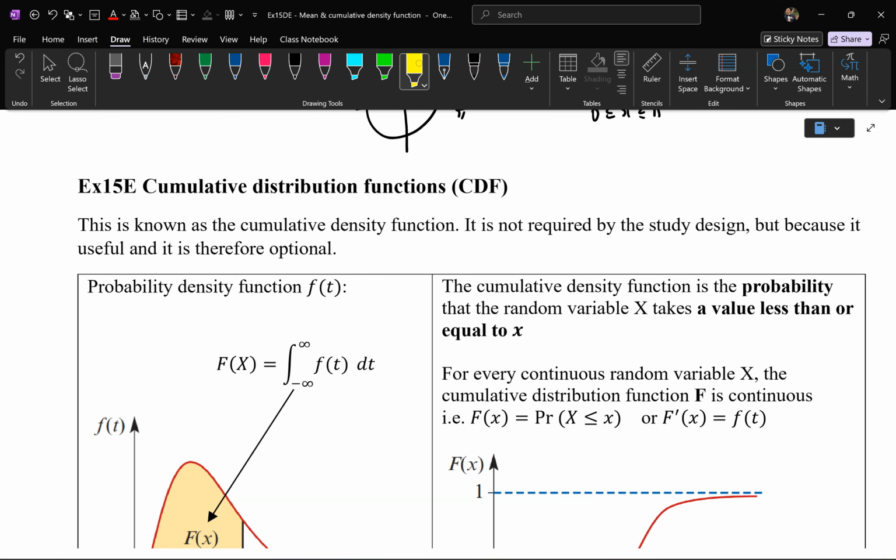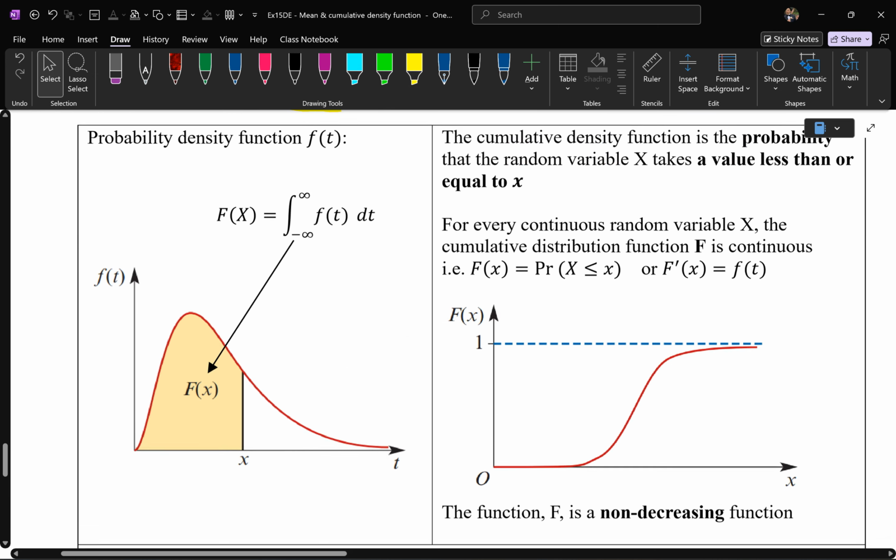Just a note, if you weren't listening in this part, it is optional. There aren't questions on it, mainly because it's not on your study design, so not required by your study design. But it is just a nice thing to know, okay? And it's a very simple idea.